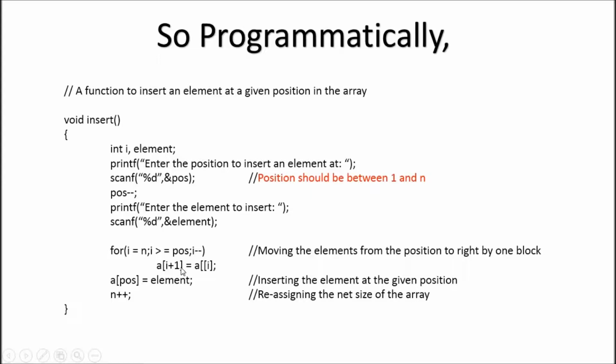So when we write a of I plus 1 is equal to a of I, that will move the elements from the position to the right by 1 block. And then we say a of position is equal to element, that is inserting the element at the given position. And why we write n plus plus after this process is we reassign the n. N is the variable to hold the array size. We reassign the net size of the array to that variable so that we can use the variable to display or read the elements from the array later.